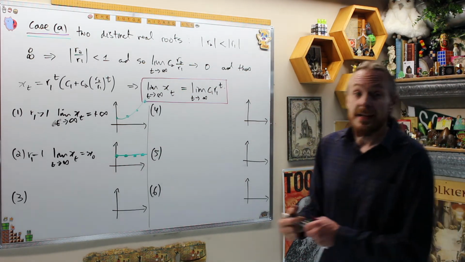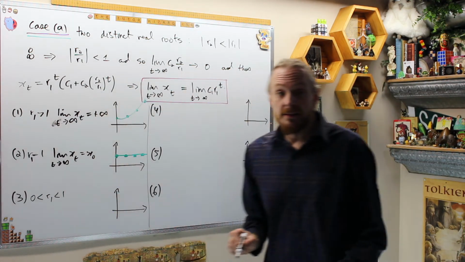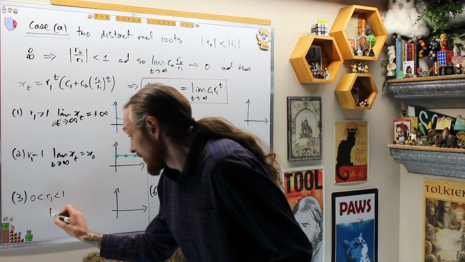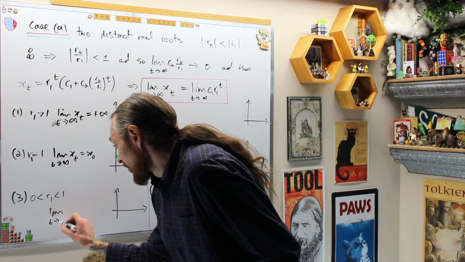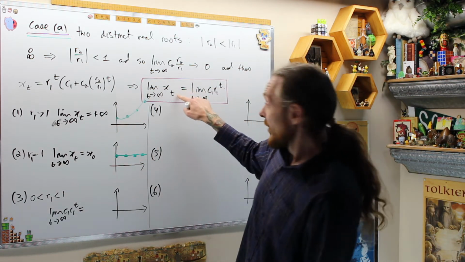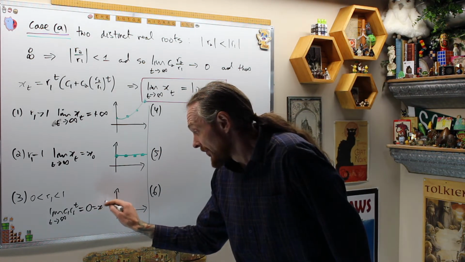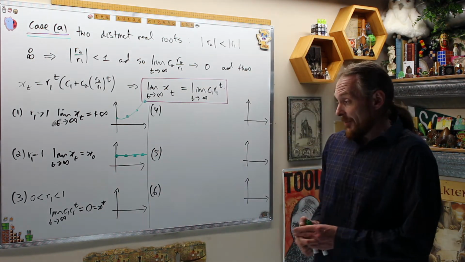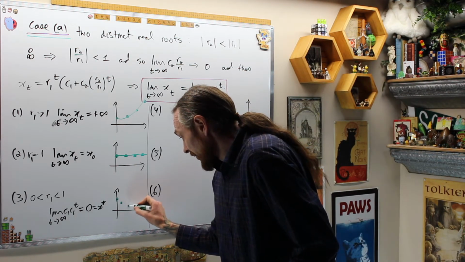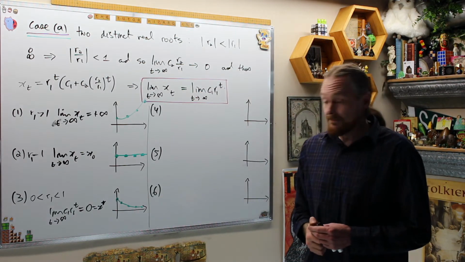In case 3, now we're going to do if r is positive but less than 1, that's going to be the good one. That's going to be asymptotic stability. That's going to say that the limit as t approaches infinity of c1 r1 to the t is going to be 0, and therefore our solution is going to be 0, and that, remember, is our equilibrium. So in that picture, what's going to happen is we will start somewhere here, and then it is going to have to be asymptotically stable towards our equilibrium 0.